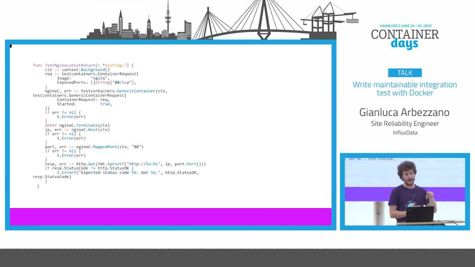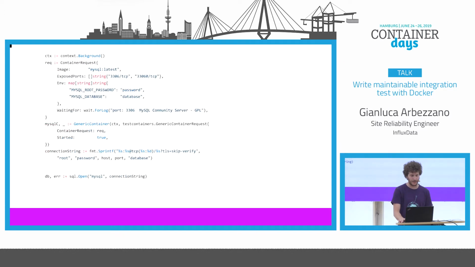When I have my container, I get the URL, and I do an HTTP GET on the container, and I check if the status code is 200. That's it. This is super simple, but you can make it as complicated as you want, because you are in the code itself. So as powerful as you are, you can do whatever you want.